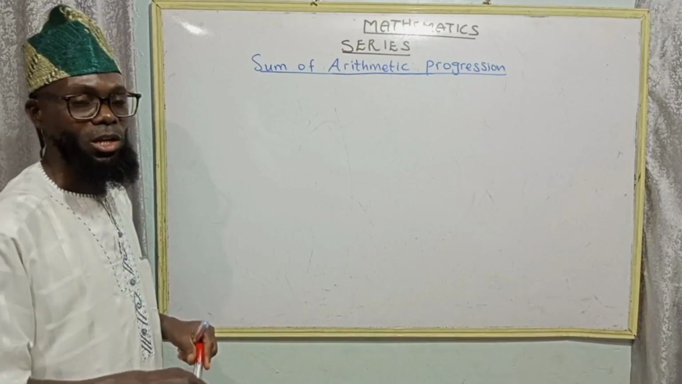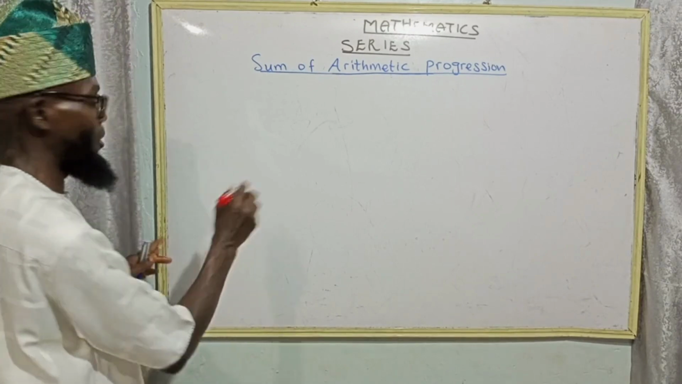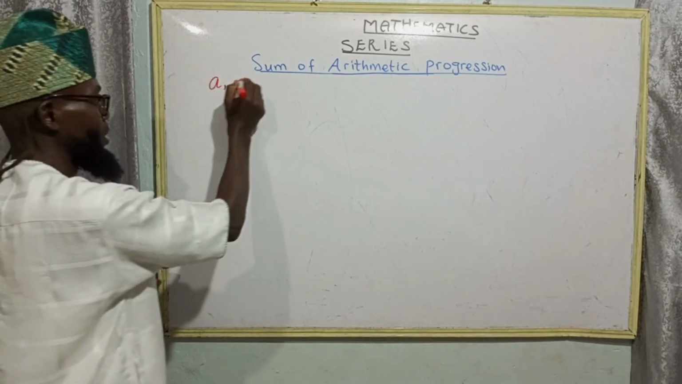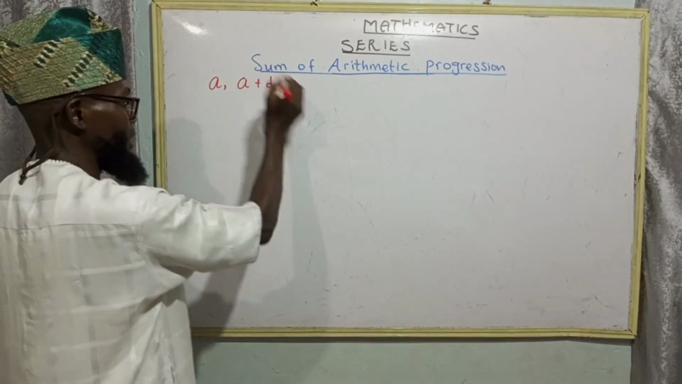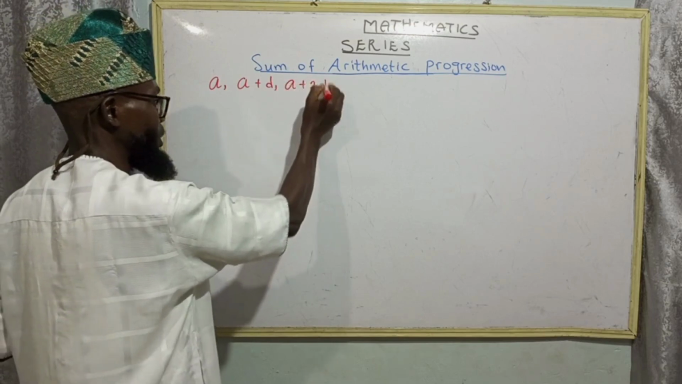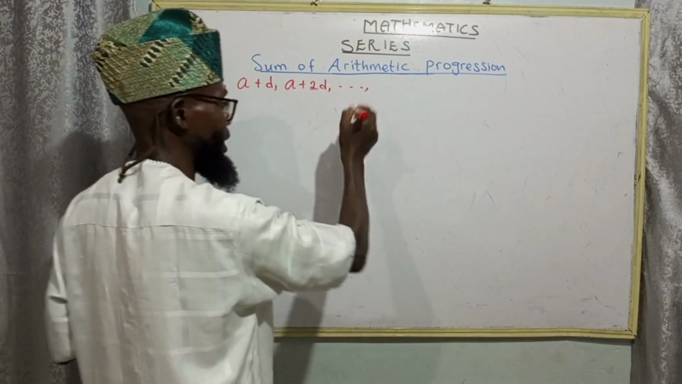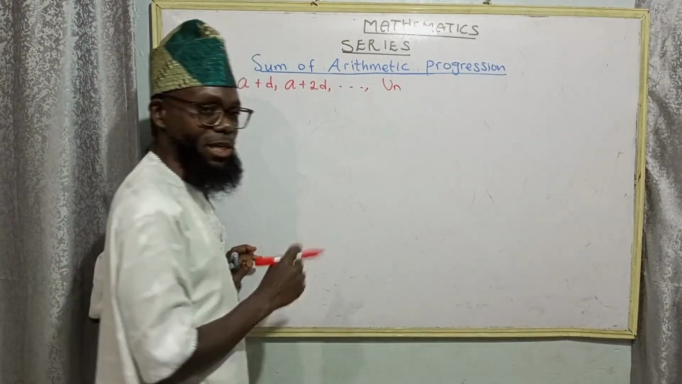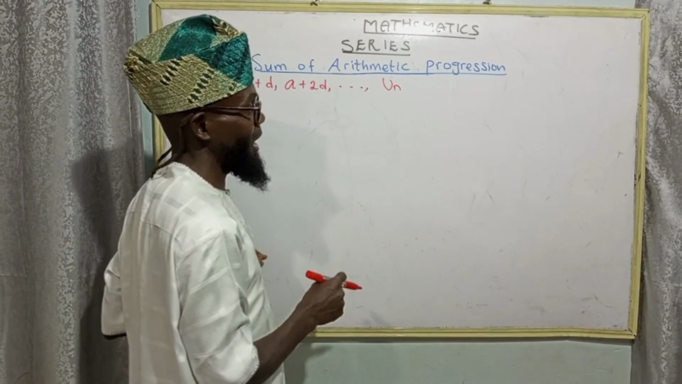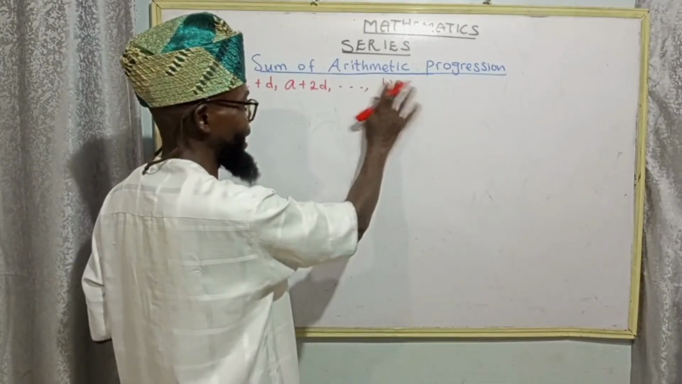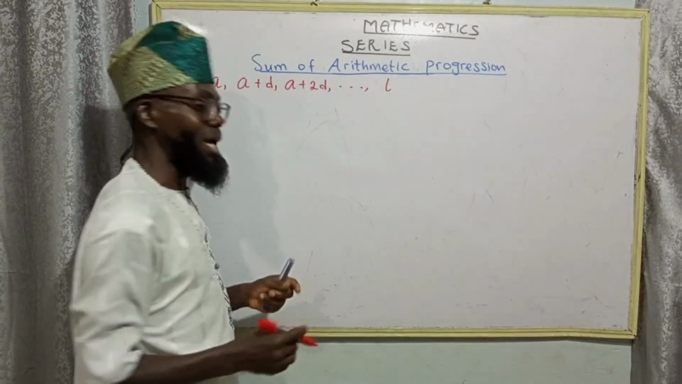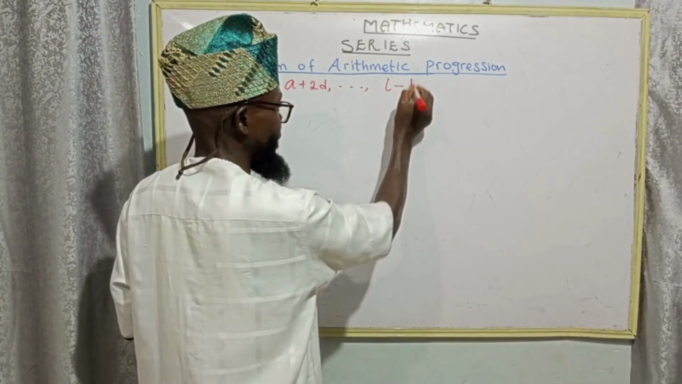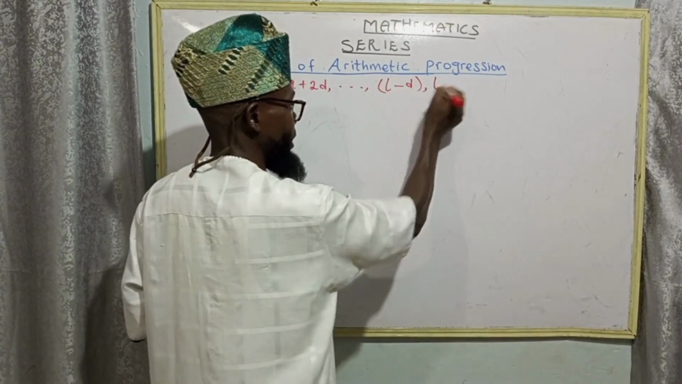Now, if you can recall in our arithmetic progression, our first term is denoted as A, then the second term is A plus D, the third term is A plus 2D, till we move on to the last term, which is denoted as UN. But in this case, our last term will be denoted as L. The term before the last term is going to be L minus D, while the last term will now be L.